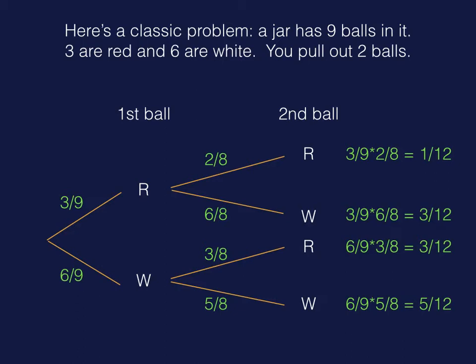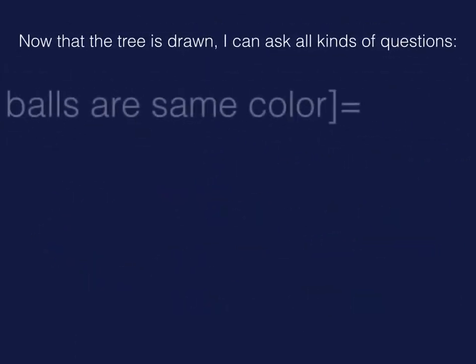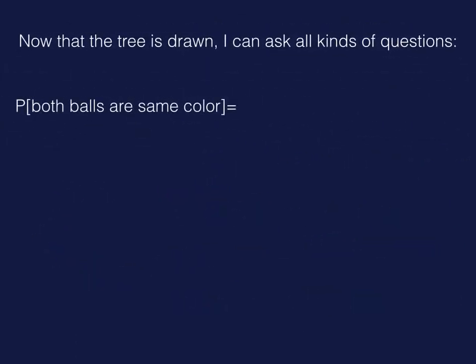And now that the tree is drawn, I'm going to ask a few questions. So you might want to take a mental picture of this so that when I do the questions on the next slide, you could remember what it looks like. All right. I want to ask the probability that both balls are the same color. Well, there's 2 ways that can happen, red and red or white and white. So you add up the 2 probabilities, the 2 different paths where both balls are the same color, and you get 1/2.